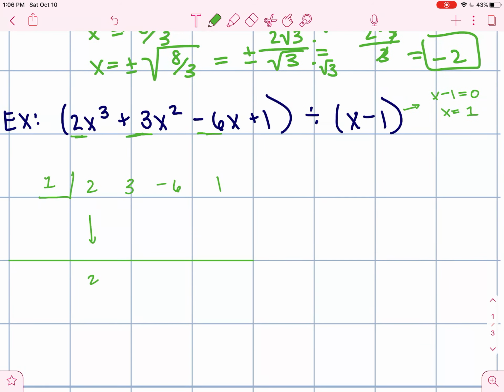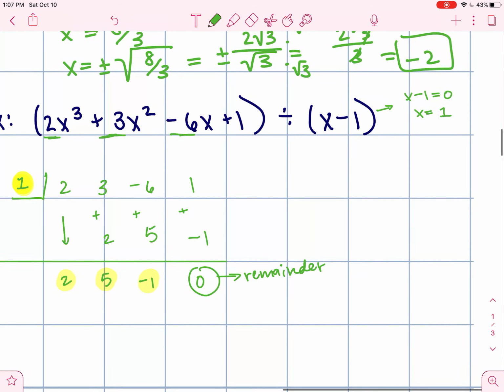We bring our 2 down. 2 times 1 is 2. 3 plus 2 is 5. 5 times 1 is 5, sorry about that. And then negative 6 plus 5 is negative 1. Negative 1 times positive 1 is negative 1. And 1 minus 1 is going to be 0. So we have a 0 remainder, and this means that x minus 1 is a factor of this original problem right here.